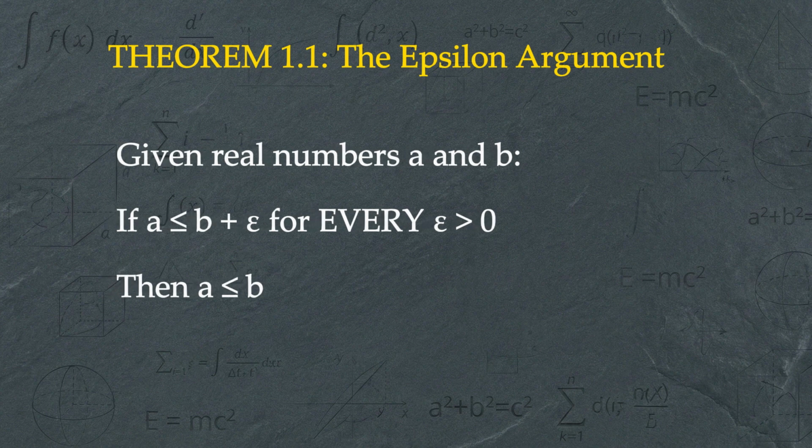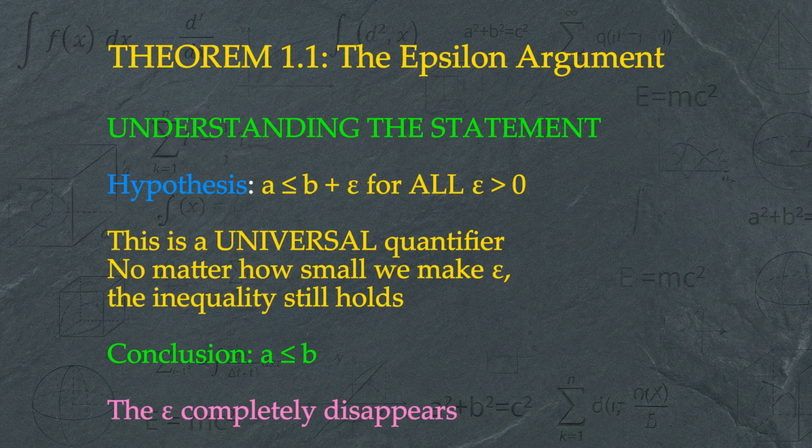Let's deconstruct the logic. The hypothesis uses a universal quantifier. The inequality A is less than or equal to B plus epsilon holds for every positive epsilon. Every single one, no matter how small. The conclusion removes epsilon entirely and simply states that A is less than or equal to B. We're squeezing out the wiggle room.